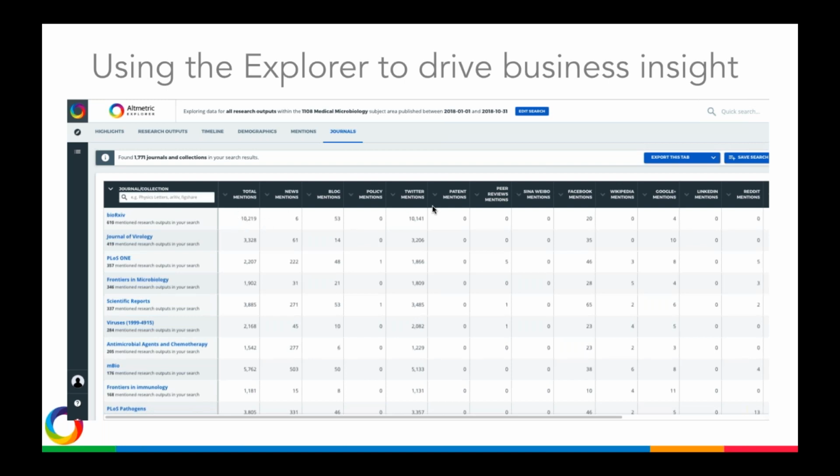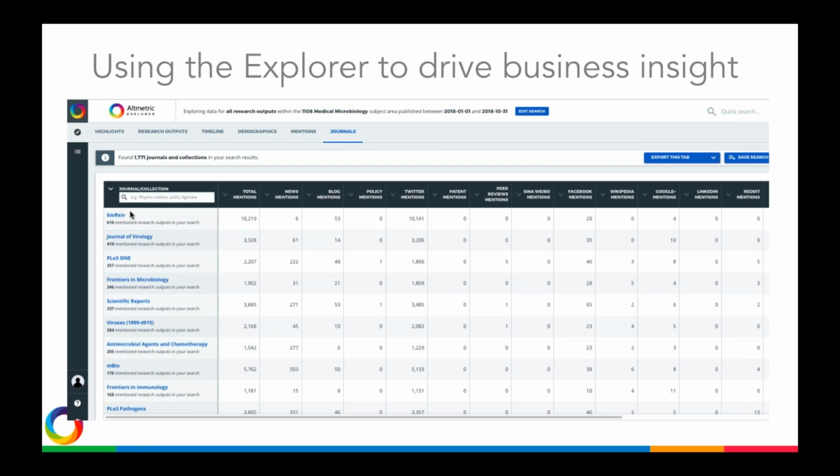And what you can see is preprints in the bioRxiv are getting a huge amount of attention within this field. And a lot of that is coming from Twitter, but there's a huge amount being written up in blogs, in Facebook, in Google. It's too early really to see the patent and the policy mentions, but you're certainly seeing that there's some very interesting work here.